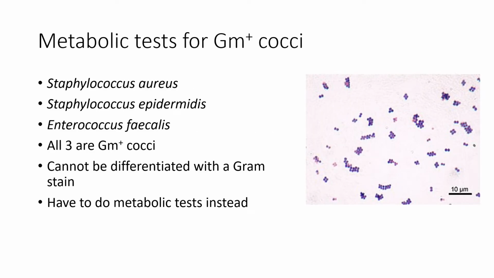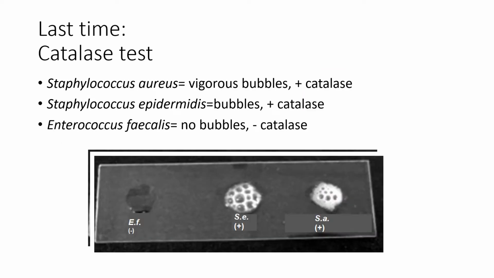There we go. So metabolic tests for gram-positive cocci include the ones that we just did, catalase and coagulase. And the 3 gram-positive cocci, once again, that we're looking at are Staph aureus, Staph epidermidis, and Enterococcus faecalis. All 3 of which are gram-positive staphylococci, can't be differentiated on a gram stain, and for that reason we do the metabolic test.